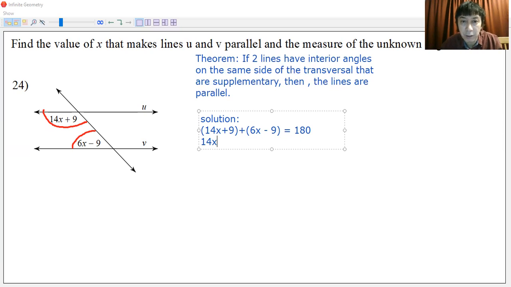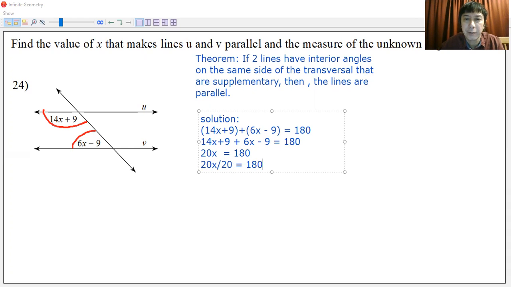So we solve the equation by removing the parentheses first. That will become 14x plus 9 plus 6x minus 9, and that equates to 180. 14x and 6x makes 20x. The 9 cancels out. One positive, one negative, so it cancels out. And so 20x must be equal to 180. Division now. 20x divided by 20 is equal to 180 divided by 20. What do we have? x is equal to 9.